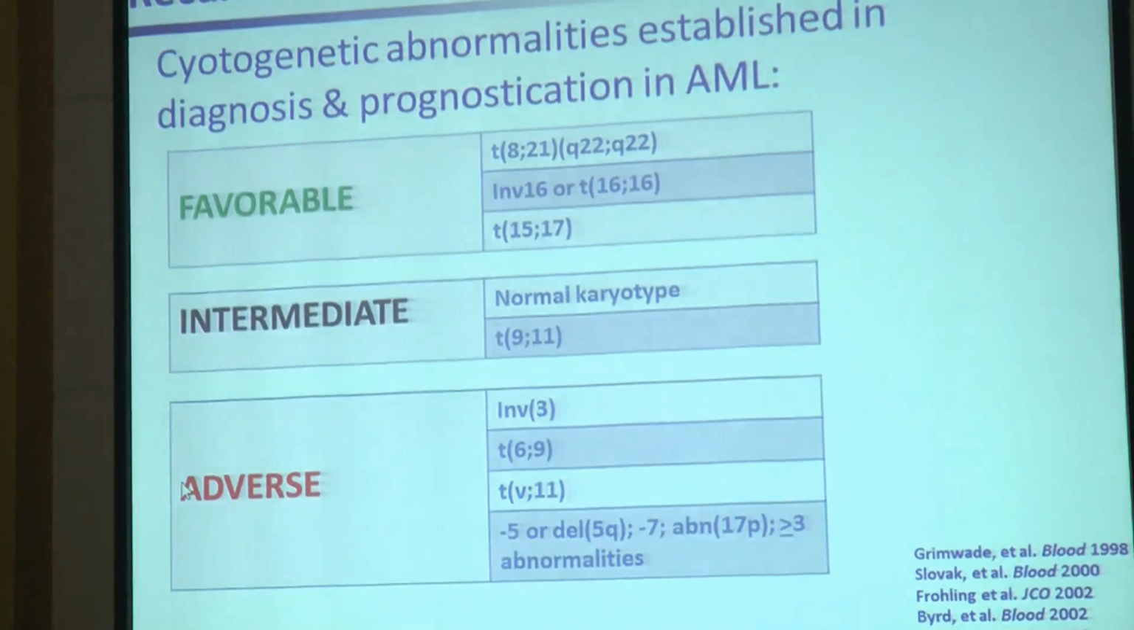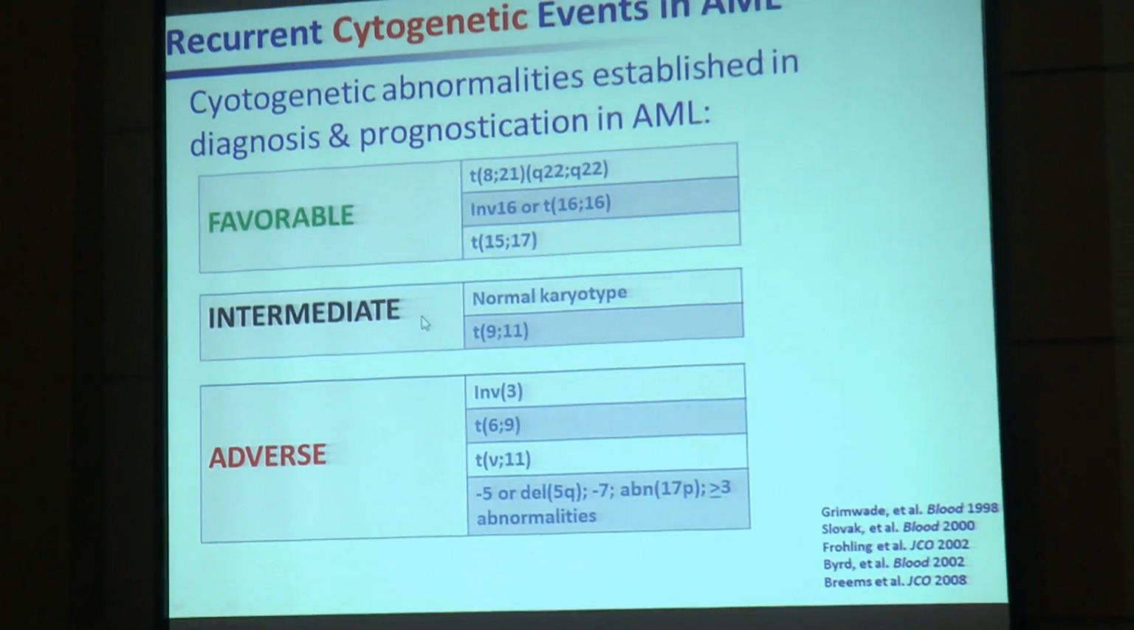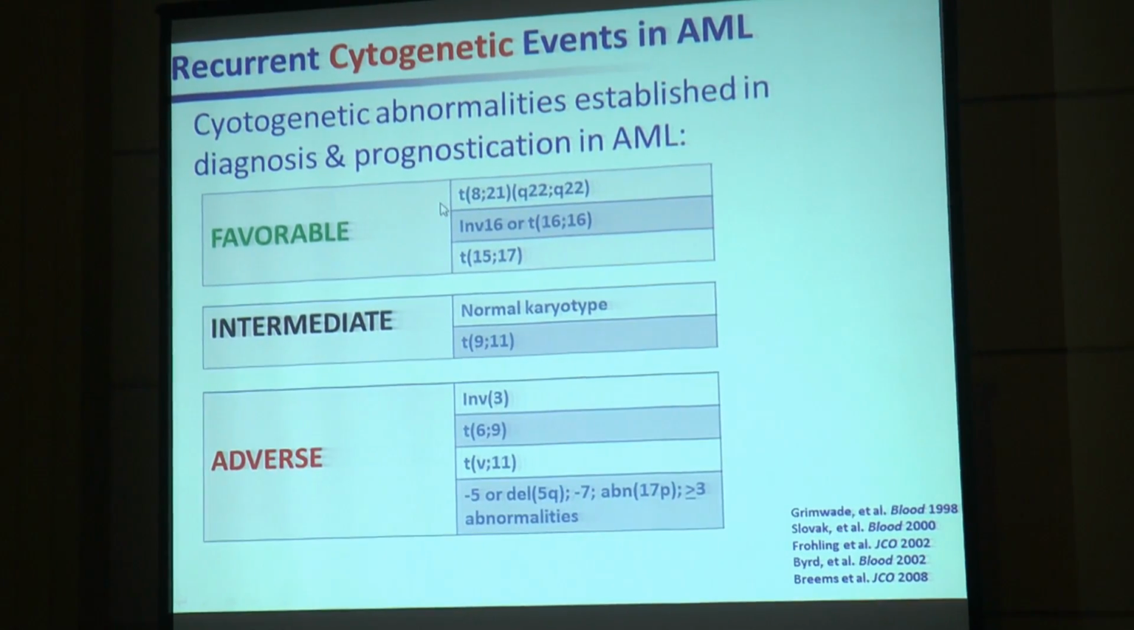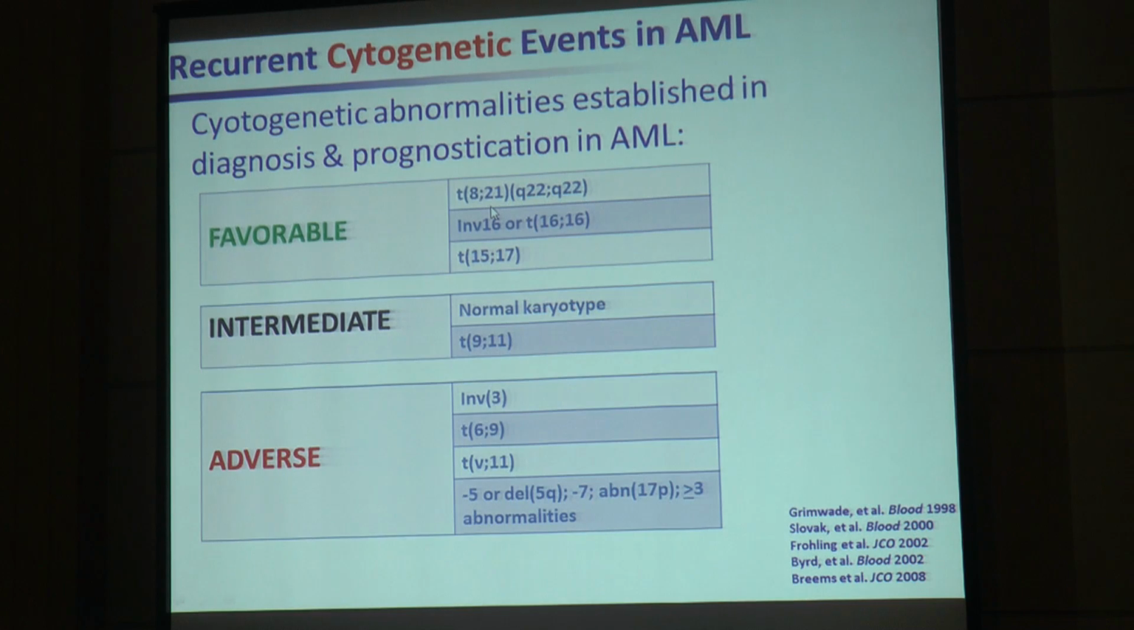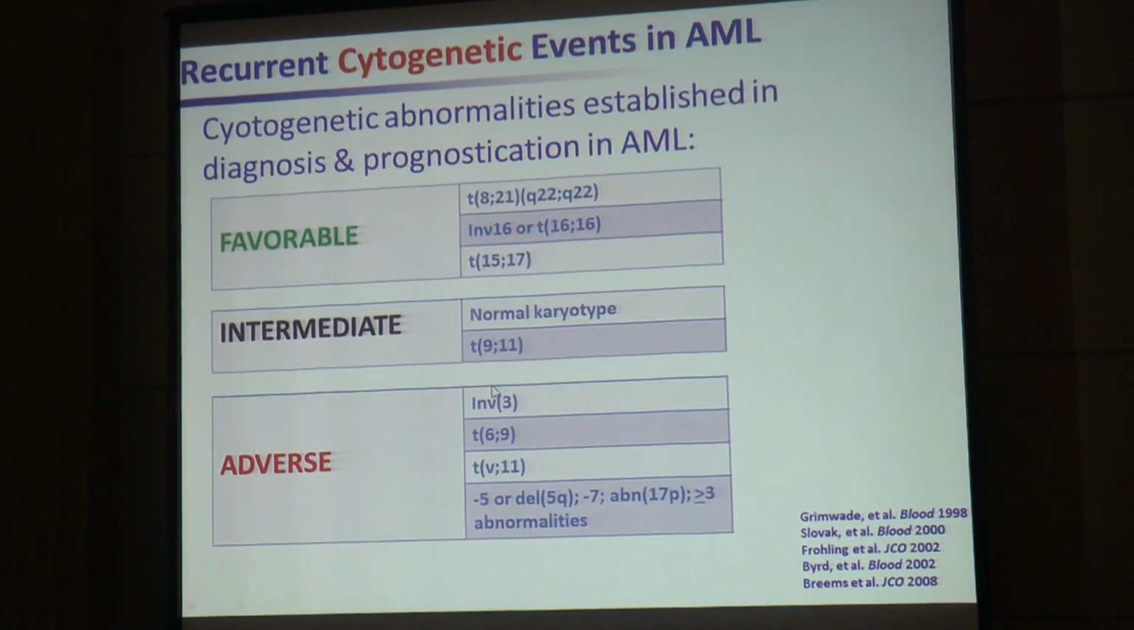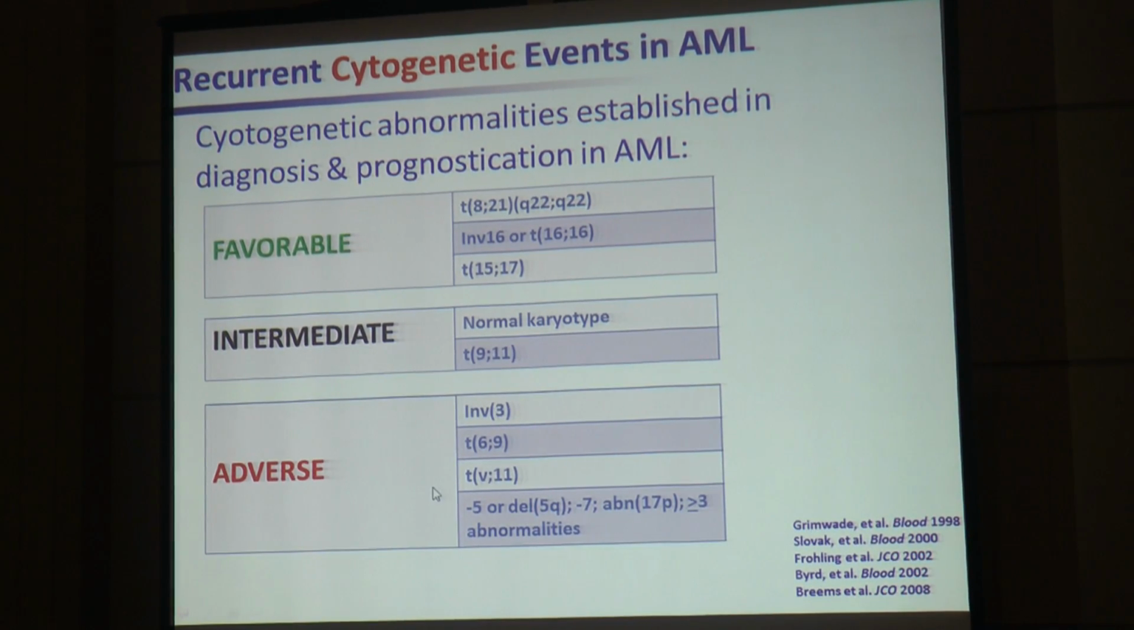So as all of you know, cytogenetic abnormalities are very well established in both diagnosis but also prognostication in AML. And they fall into three categories in terms of prognosis: those that are favorable, those that confer adverse prognosis, and those that are intermediate. The favorable being the core binding factor alterations, translocation 8;21, inversion 16 or translocation 16;16, and the PML-RARA translocation, whereas adverse being the ones listed here.